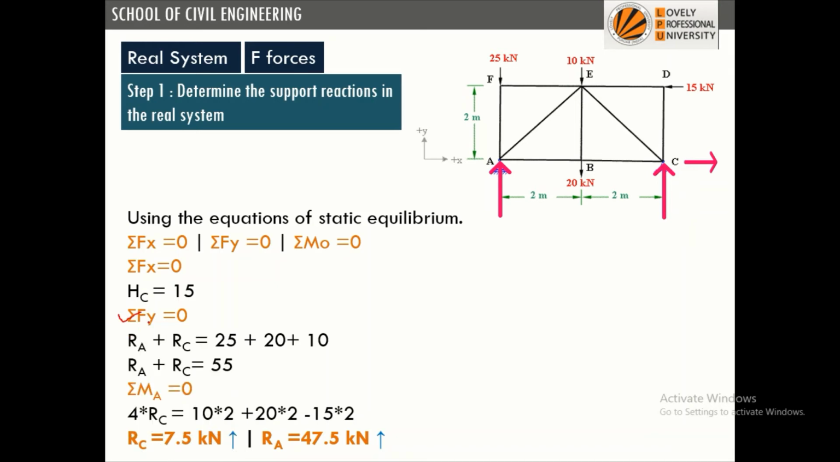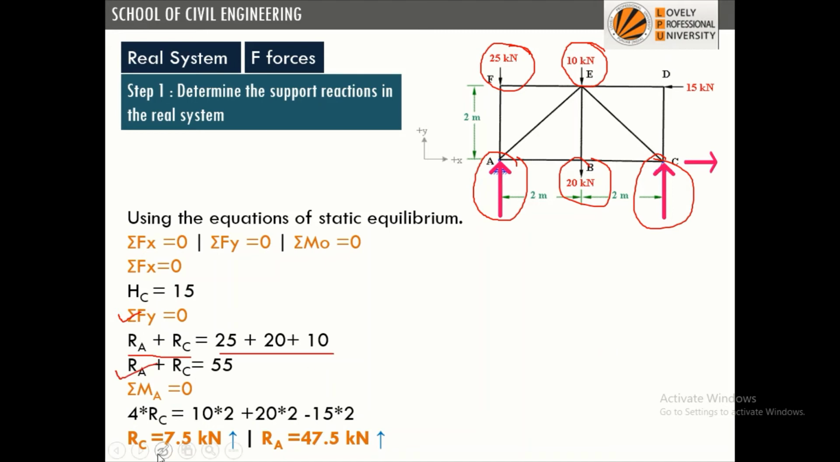sigma Fy is equal to 0, where we have to sum all the vertical forces. Summation means to add up using sign. These 2 forces are in the upward direction and these 3 forces are in the vertical downward direction. So I keep the upward forces on one side of the equation, Ra plus Rc, equal to the downward forces on the other side. So we get Ra plus Rc is equal to 55.